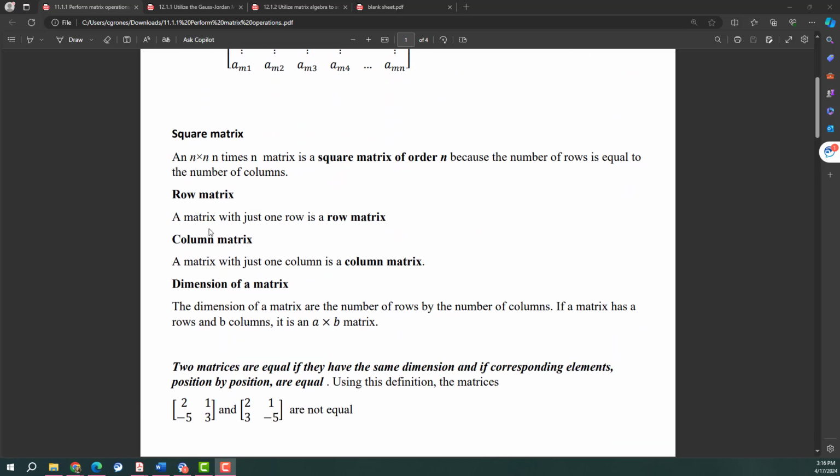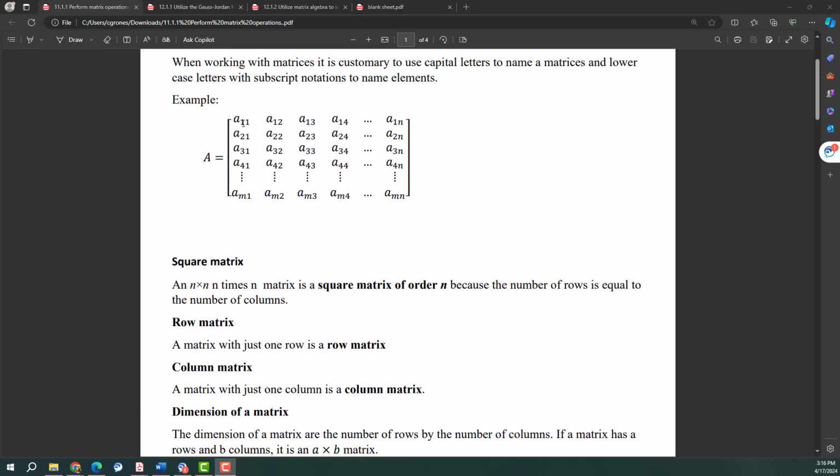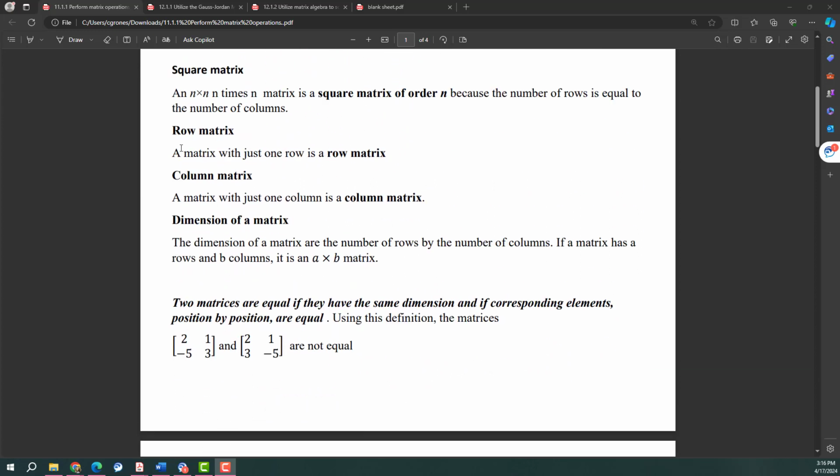And then some definitions, you have a square matrix, which is a matrix that is square, so the same number of rows as there are columns. And then there's a row matrix, a matrix with just one row. A column matrix is a matrix with just one column. And then the dimensions of the matrix.